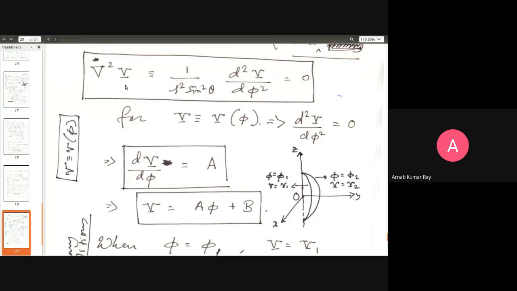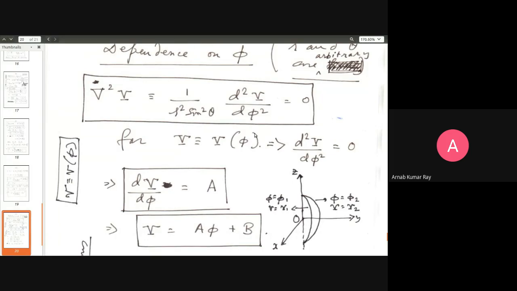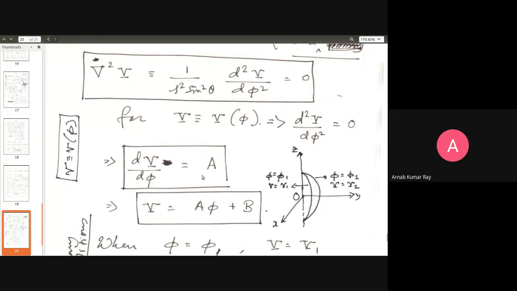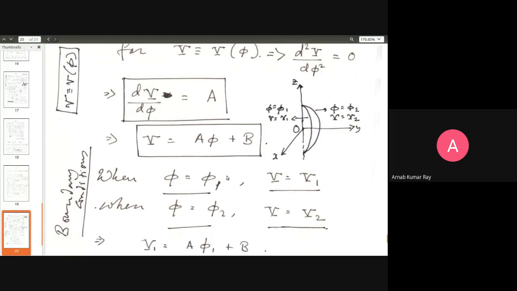Remember the logical flow, the algorithmic flow in working with all these Laplace kind of problems. First you write the general equation, then you take the specific operator given the kind of dependence that you have. V depends only on phi in this case, therefore this operator. Thereafter you have to carry out two integrations. This is the first integral, dV d phi is equal to a, and then this is the second integral, V is equal to a phi plus b.